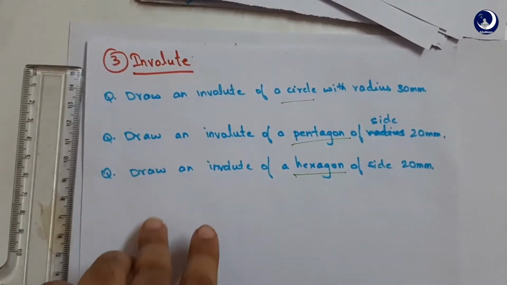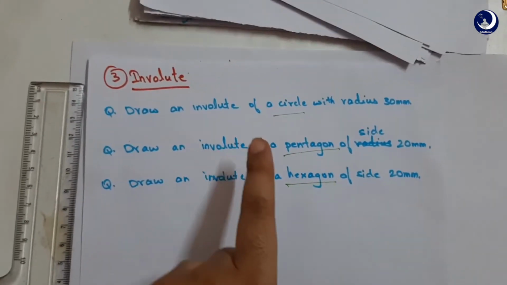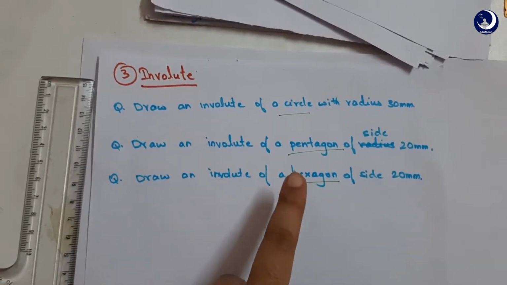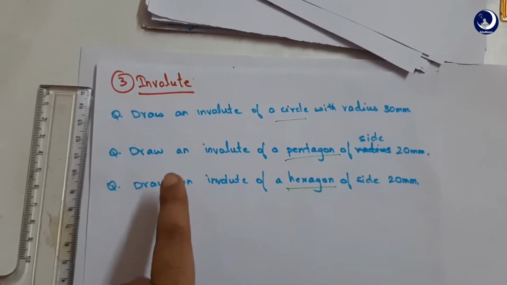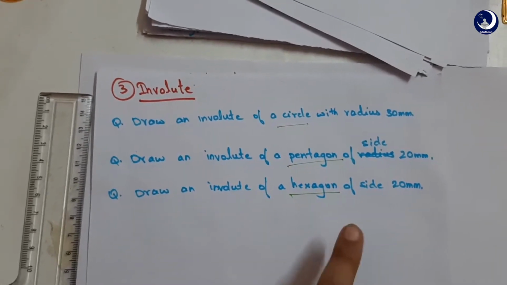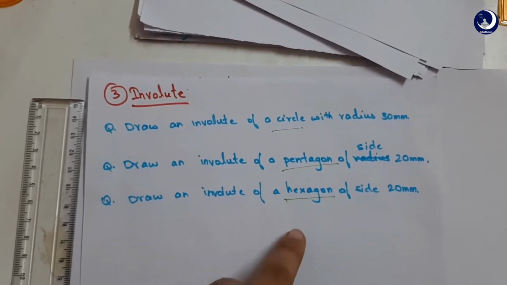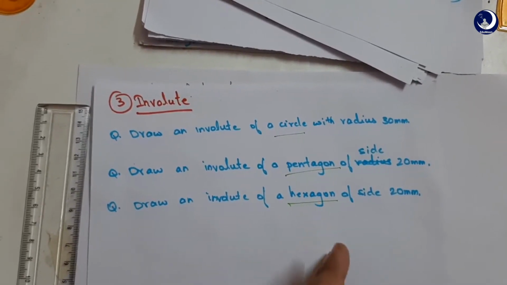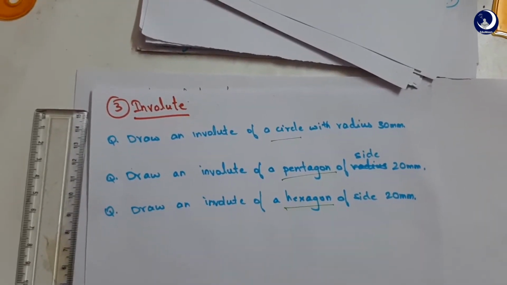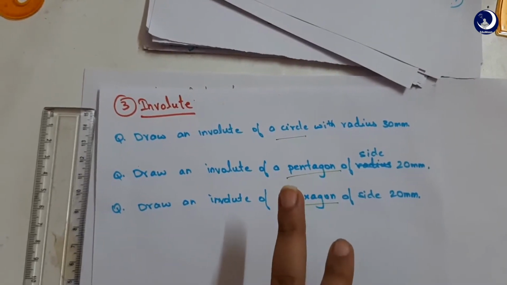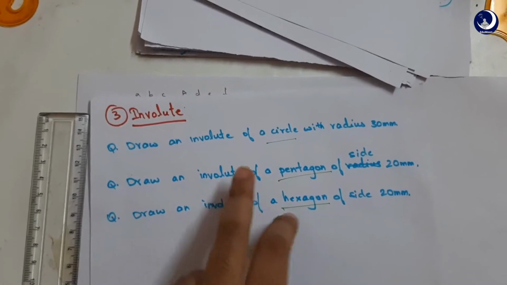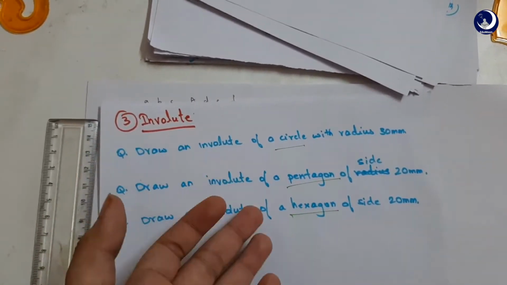I've just written 3 questions here. Draw an involute of a circle with radius 30 mm. Draw an involute of a pentagon of side 20 mm. Draw an involute of a hexagon of side 20 mm. And then there can be more questions like involute of a square, involute of some other polygon. I will be explaining one question and the same method will apply for the rest of the questions.